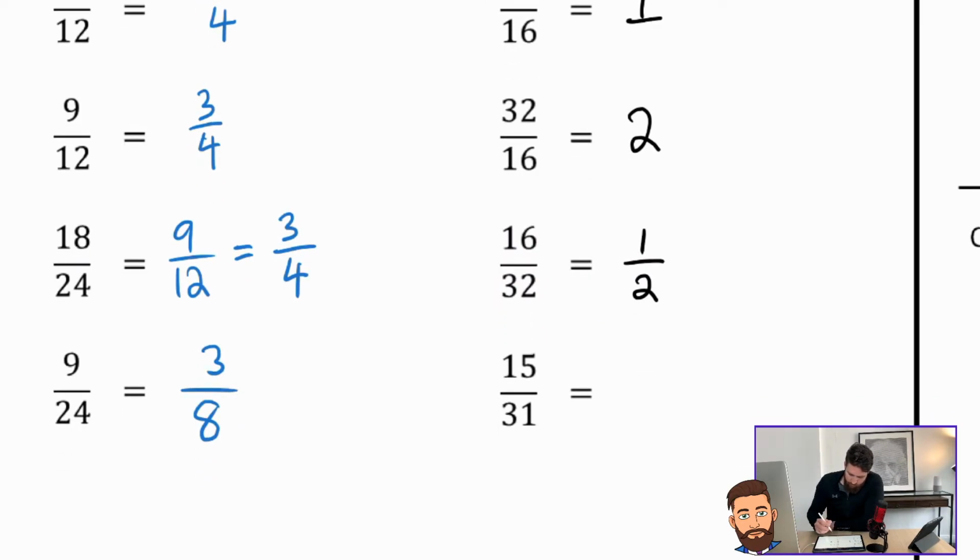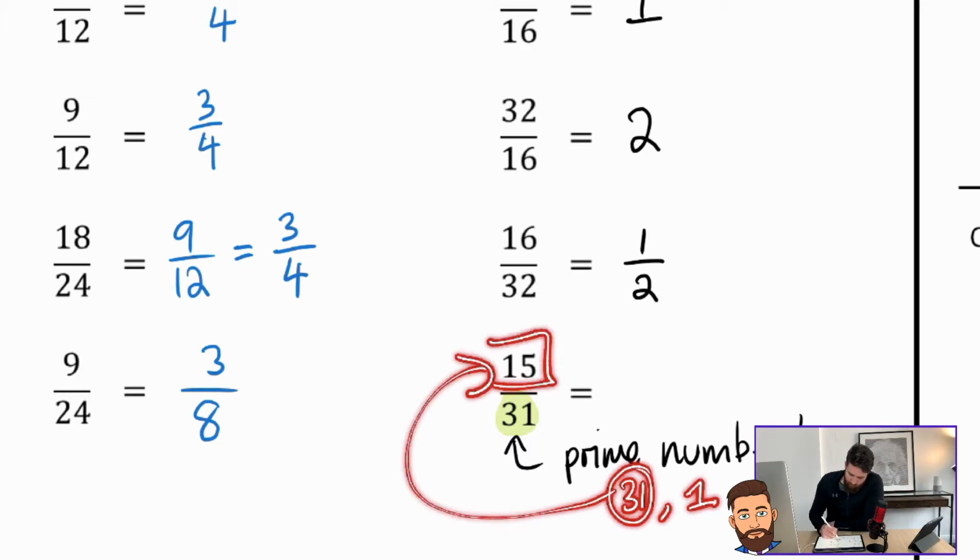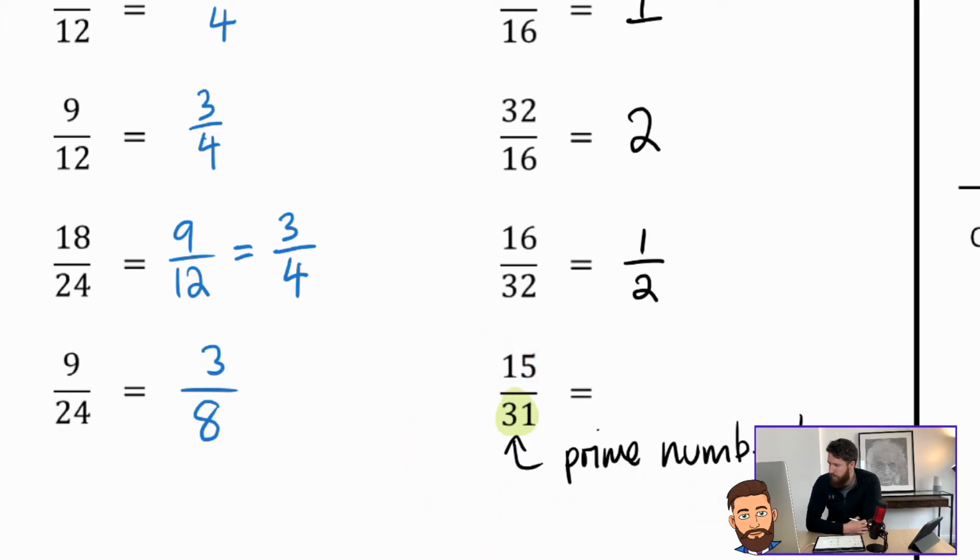Now the bottom one, if you tried the bottom one, you can't simplify it. 31 is a prime number. Okay, so that means the only factors that go into 31 are 31 and 1. And 31 does definitely not go into 15. Therefore, we cannot simplify that. So that is almost like a trick question. Can we simplify this? No. This is already in its simplest form.